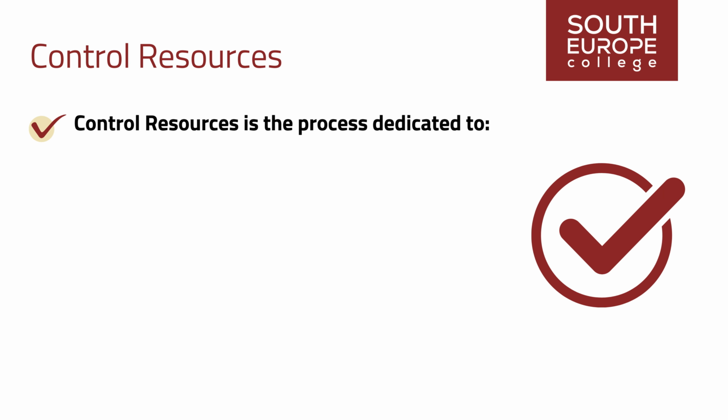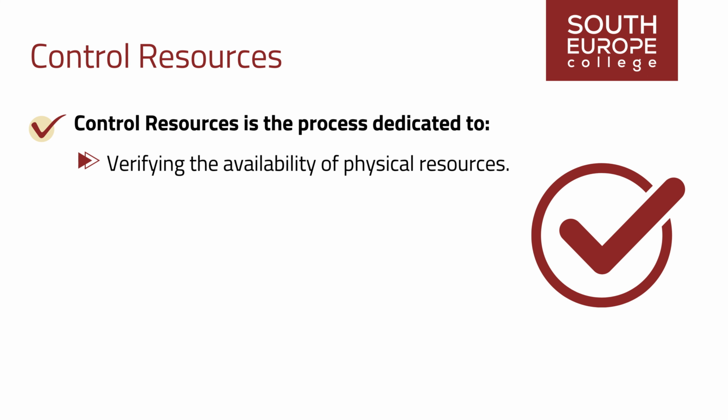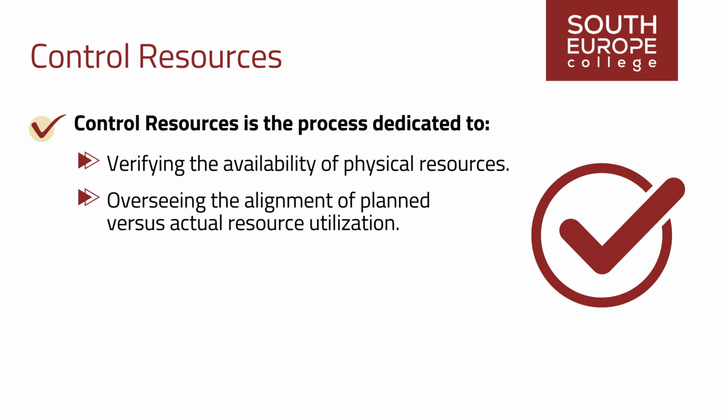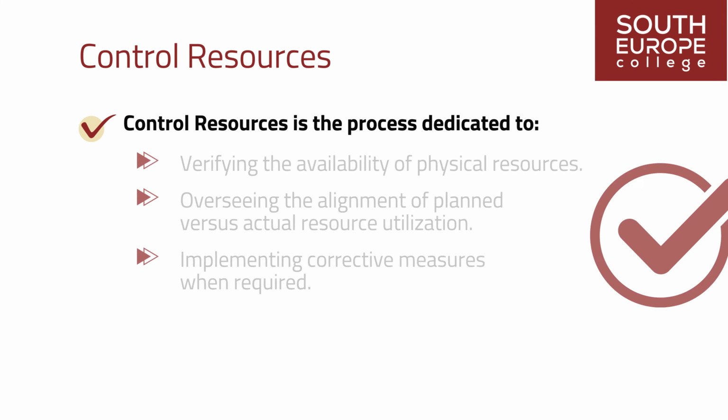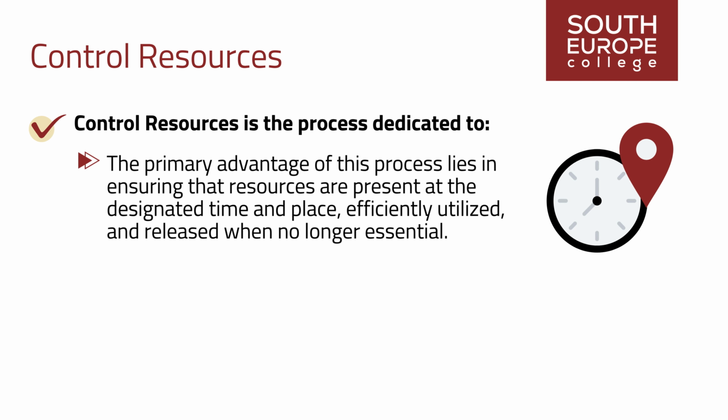Control resources is the process dedicated to verifying the availability of the project's designated physical resources according to the plan, overseeing the alignment of planned versus actual resource utilization, and implementing corrective measures when required. The primary advantage of this process lies in ensuring that resources are present at the designated time and place, efficiently utilized and released when no longer essential. This ongoing process spans all project phases, contributing to a seamless project lifecycle.